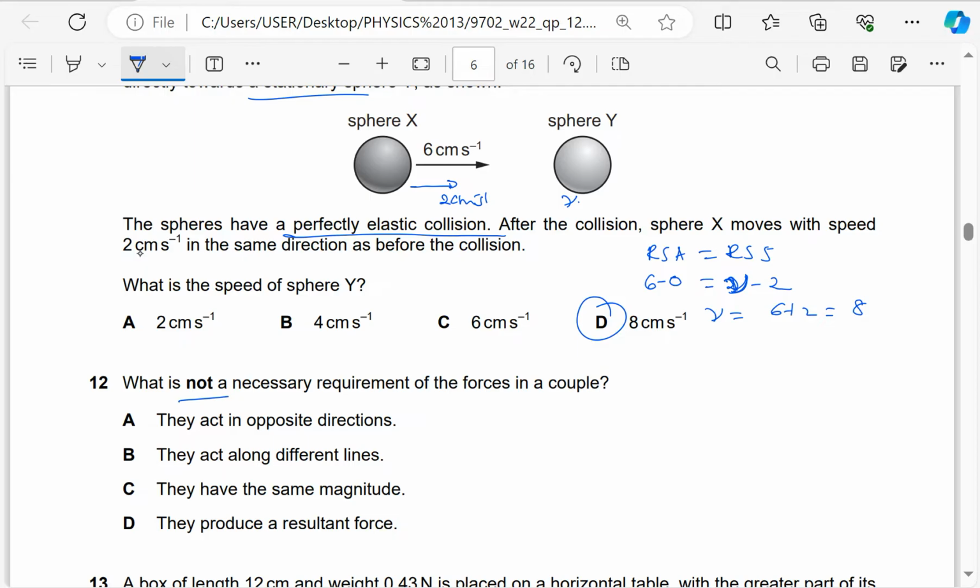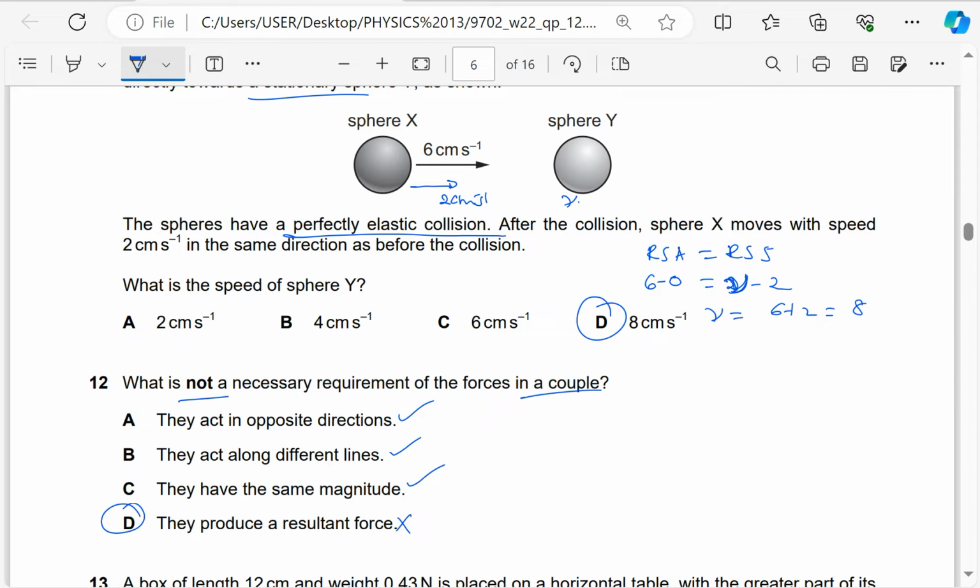What is not a necessary requirement of the forces in a couple? Remember, in a couple, the forces should be equal but opposite, so they act in opposite directions. They have the same magnitude. They produce a resultant force? No, because they are equal and opposite, there is no resultant force. They act along different lines. They can't act along the same line, because they may not easily cause a turning effect. So the answer is going to be D.